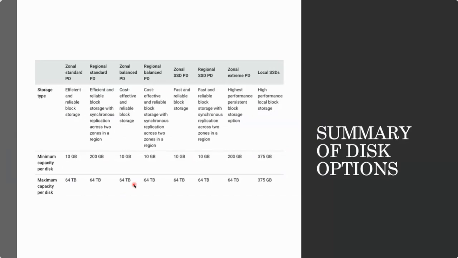Right. Different types of disk. What are the types of disk? We talked about a few of them: standard, balanced, SSDs, extreme, and local SSDs. But what's zonal and regional? I wanted to clarify this concept as well.